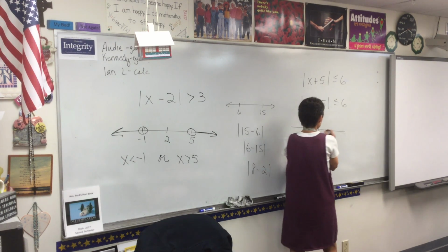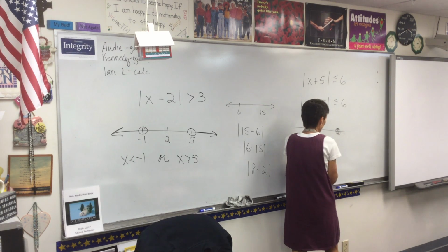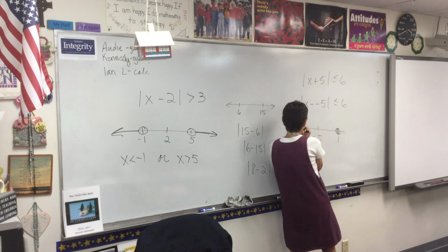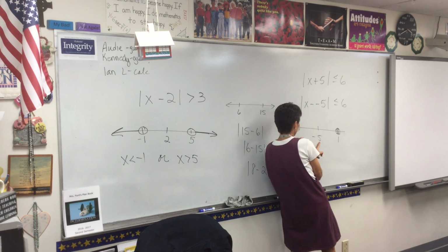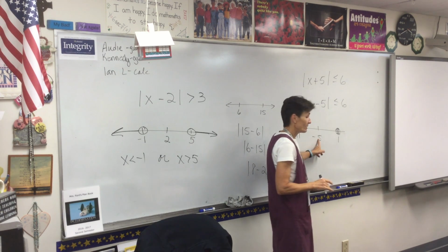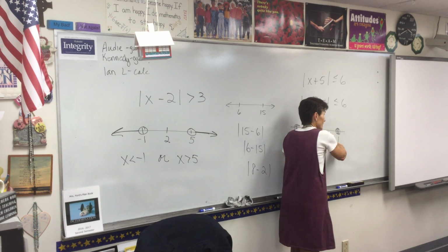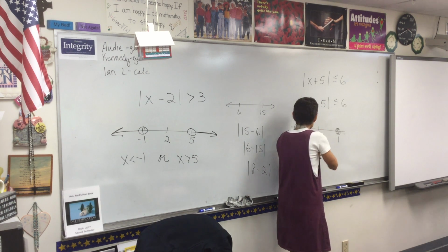So that means I can be 6 units this way. You said it's a solid dot. What number is 6 units this way? 1, +1. And what number is 6 units this way? -11. Okay, now wait, look what I did. I put -5 right here in the middle, and I counted forward 6, and I counted backward 6.